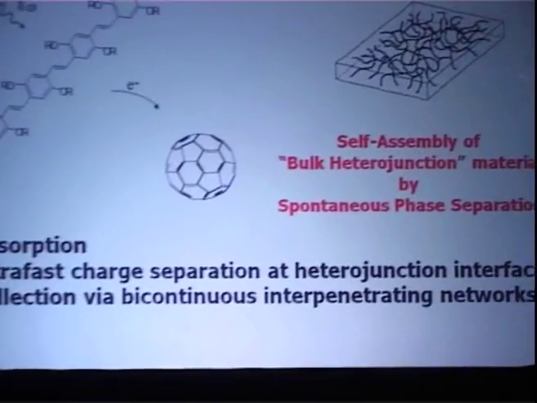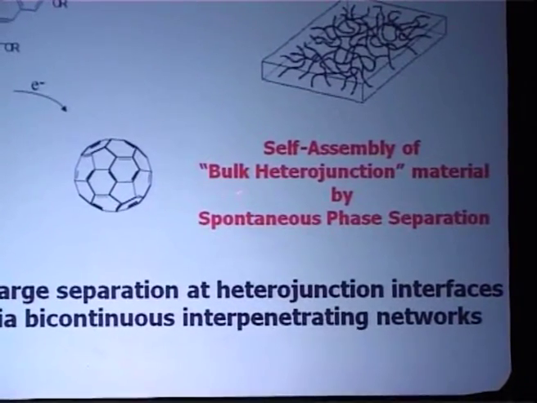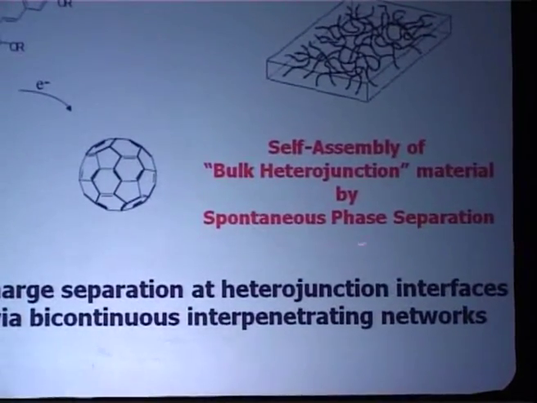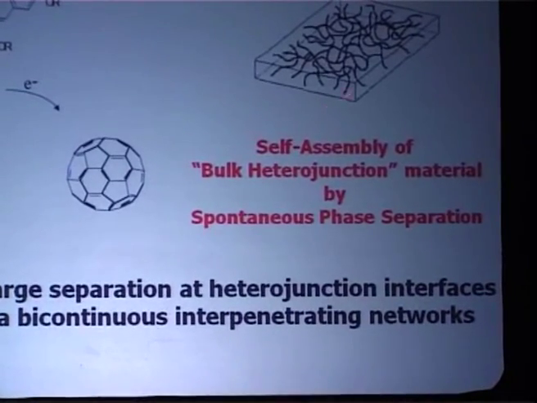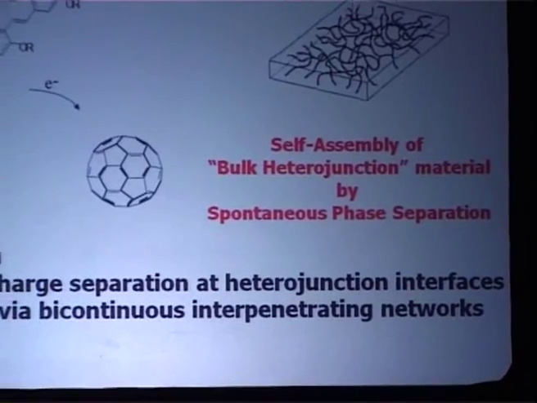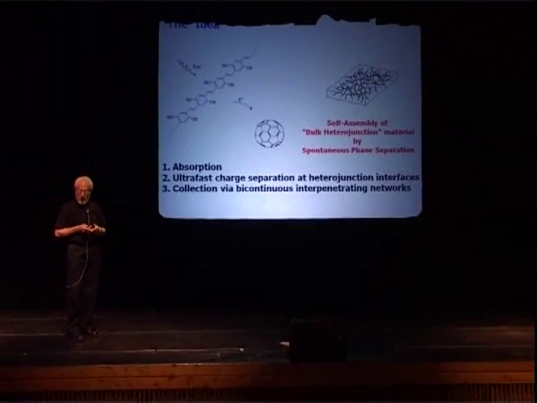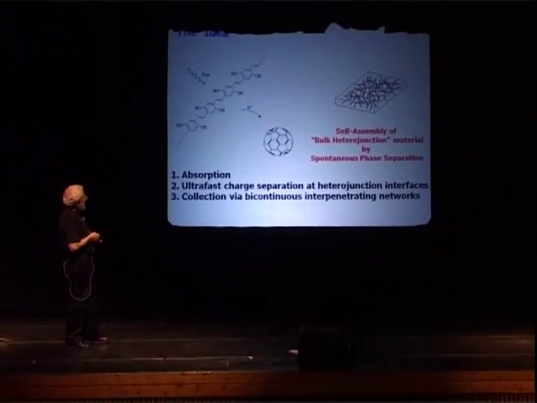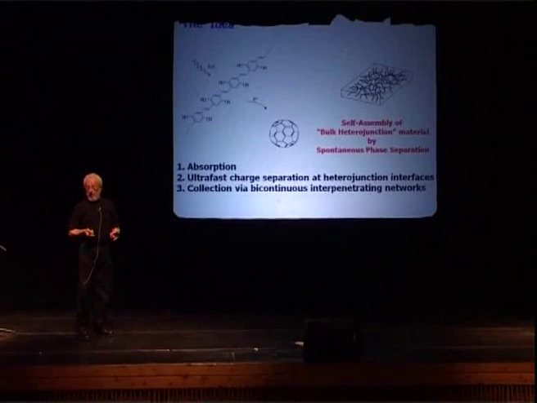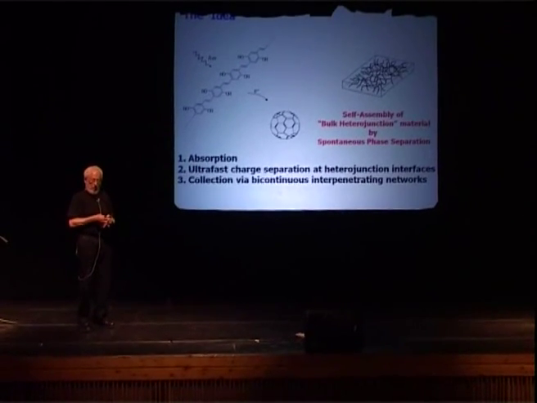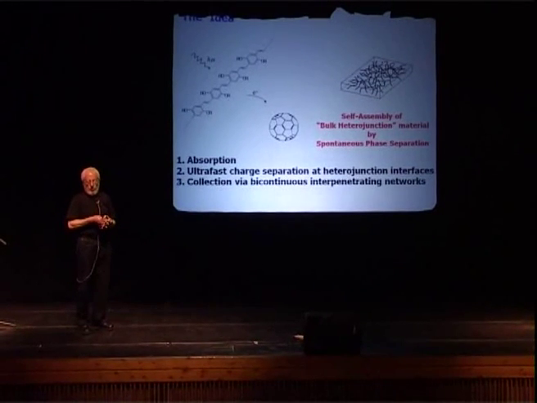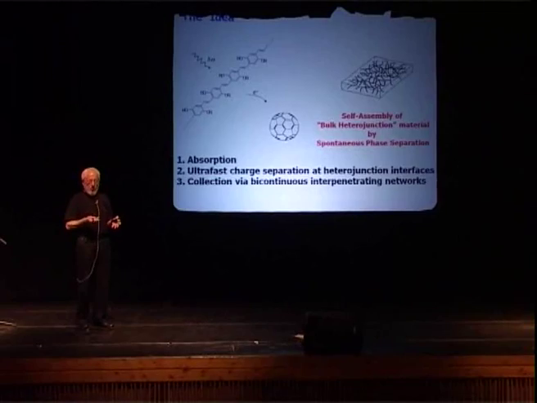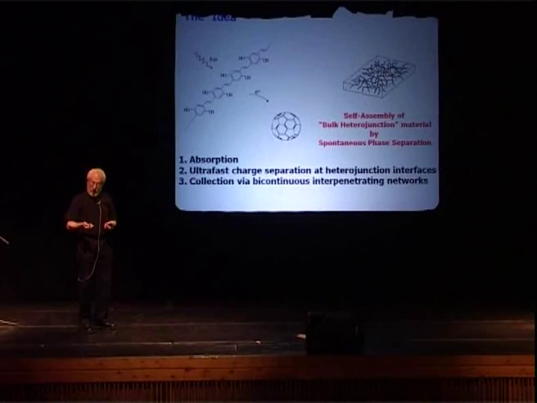So that's why I call this self-assembly of a bulk heterojunction material by spontaneous phase separation. What do I mean by a bulk heterojunction? What I said before is that when you have an interface between two semiconductors, you have a heterojunction. But the interesting thing about this idea is that there's not one heterojunction. There's heterojunctions everywhere inside the bulk of the material. And at every one of those heterojunctions, one can get, and one does get, photoinduced charge transfer.